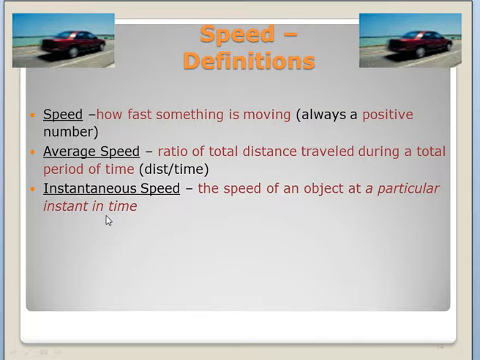But we understand there are some stops in between. There are some times when you speed up. There are some times when you slow down. You go many different speeds during the process. And so the concept of average speed takes all that into account.